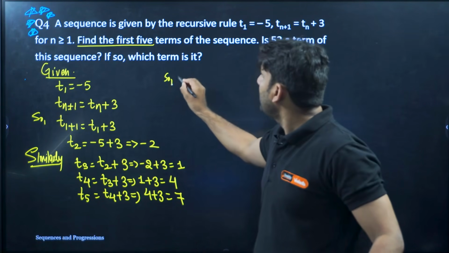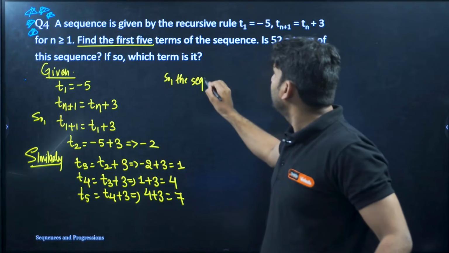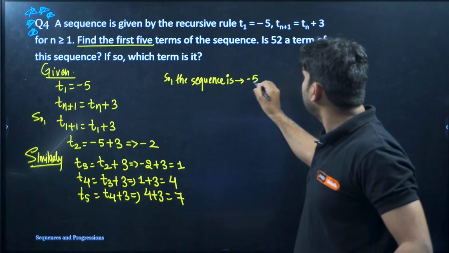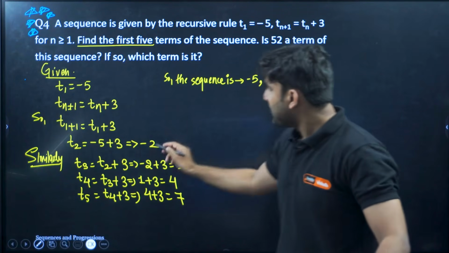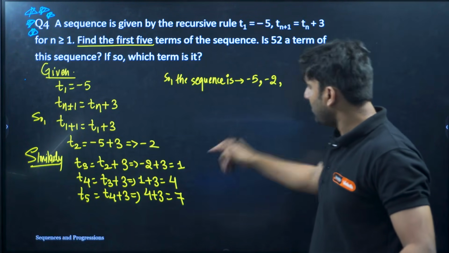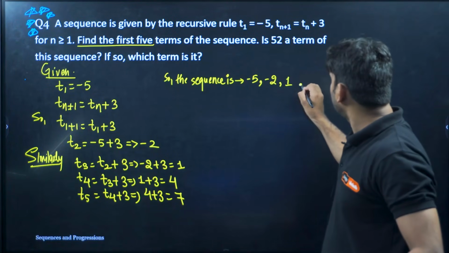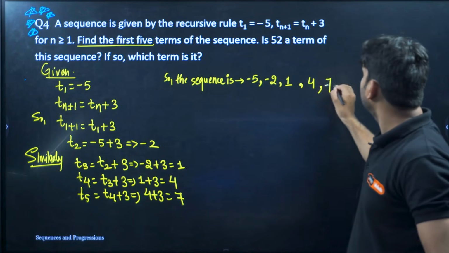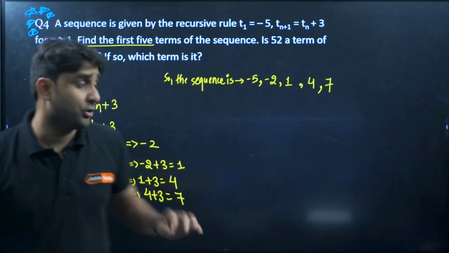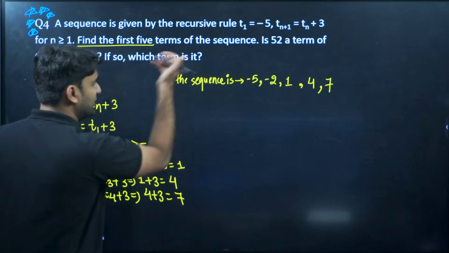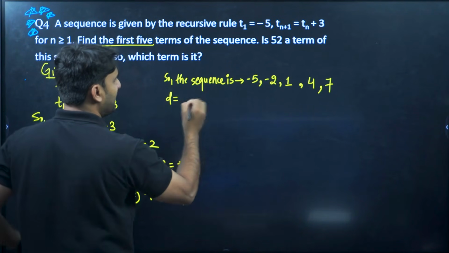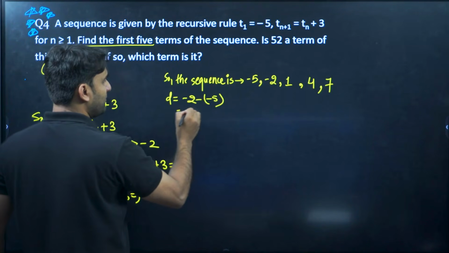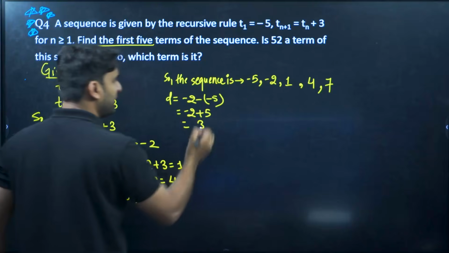So the sequence is, what is the sequence, guys? Minus 5, comma, minus 2, comma, 1, comma, 4, comma, 7. So is this an AP or not? Let's check whether this is an AP or not. So let's find out the common difference. The common difference will be minus 2 minus minus 5, succeeding minus preceding. So minus 2 minus minus, plus 5, oh, plus 3 we have.